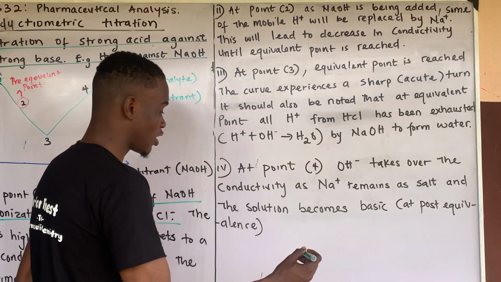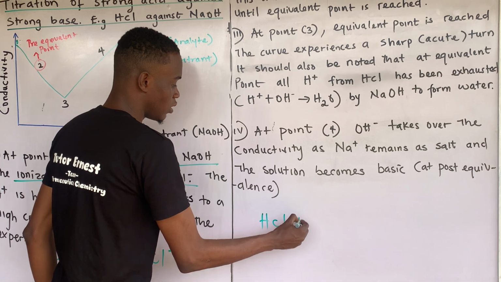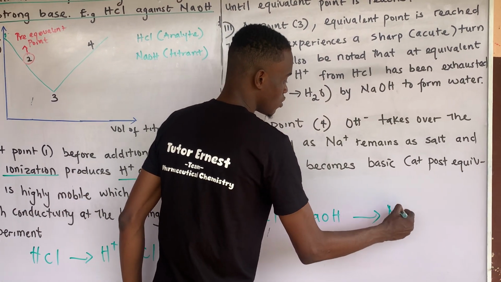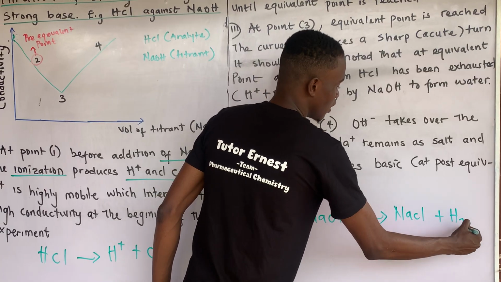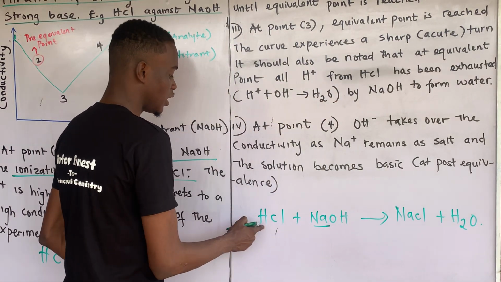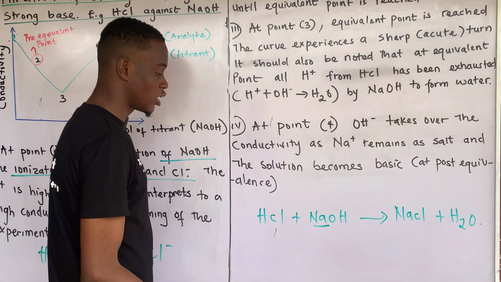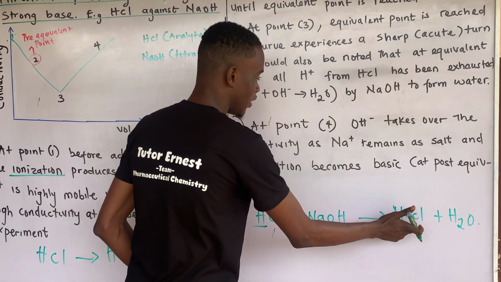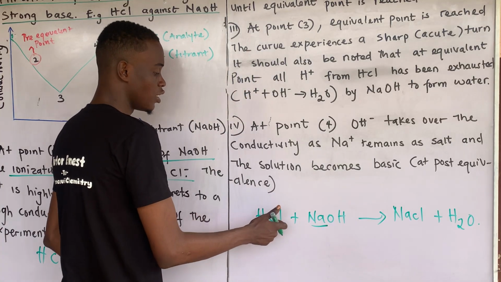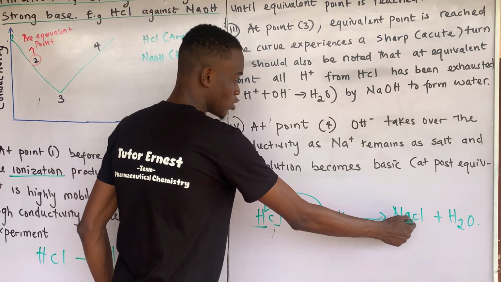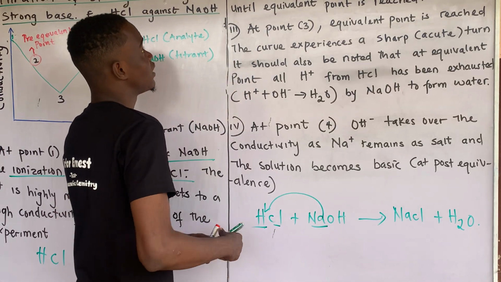Remember the reaction between HCl and NaOH. It forms a salt and water. As we keep on adding NaOH, the hydrogen ion in the solution will keep on reducing because they will tend to form water, and the sodium ion will replace it. Sodium ion will replace the hydrogen ion, combining with chloride ion to form salt. So that is what it means.